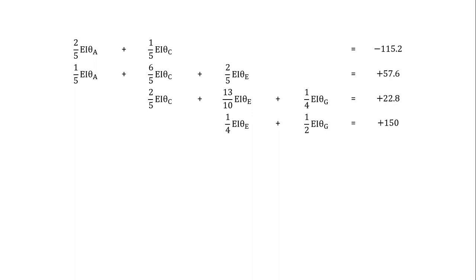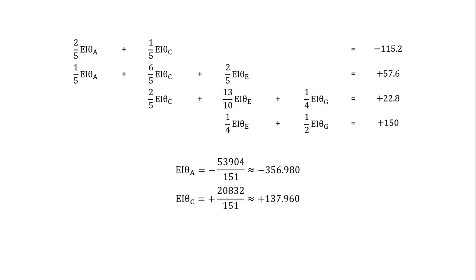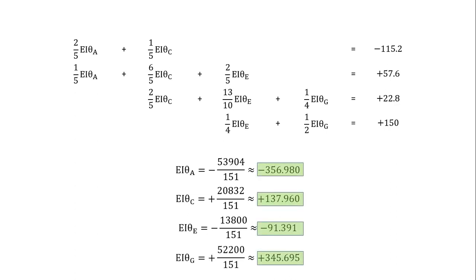So in this case, we will be straightforward. EI theta A is negative 356.98. EI theta C is equal to positive 137.96. EI theta E is equal to negative 91.391. And EI theta G is positive 345.695. Okay. I prefer to substitute the exact values.